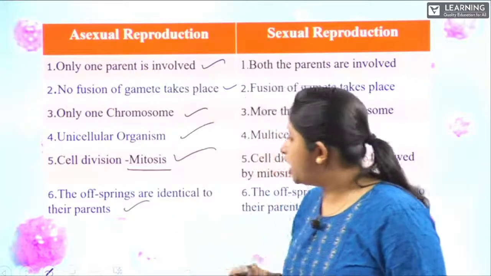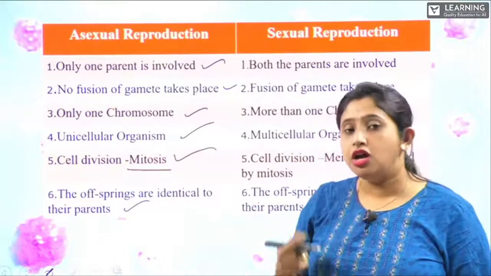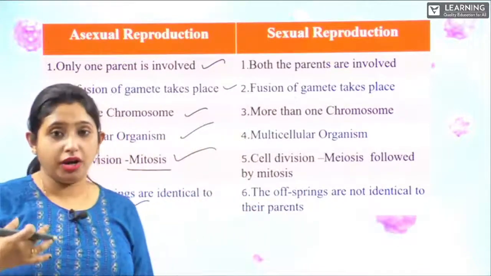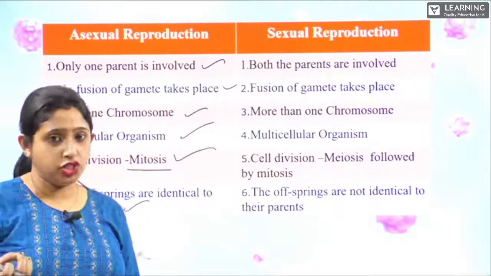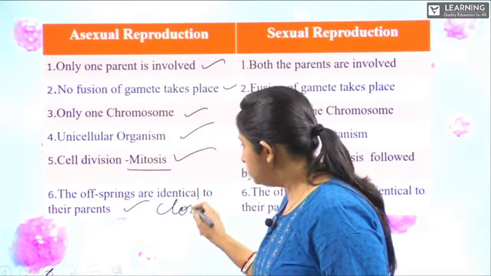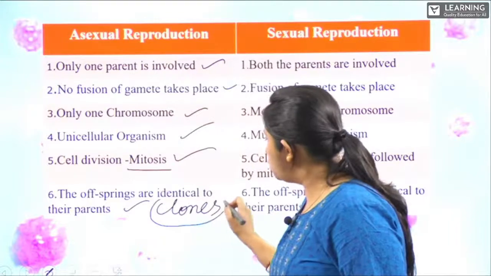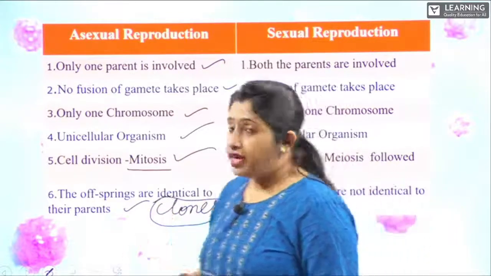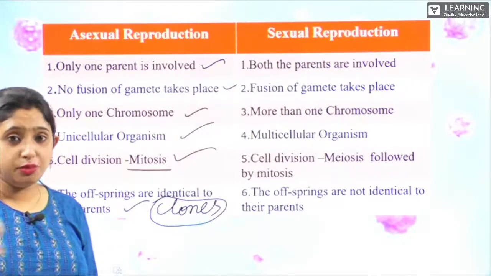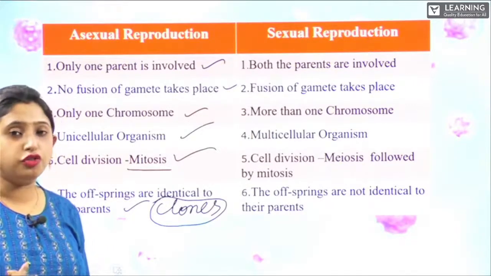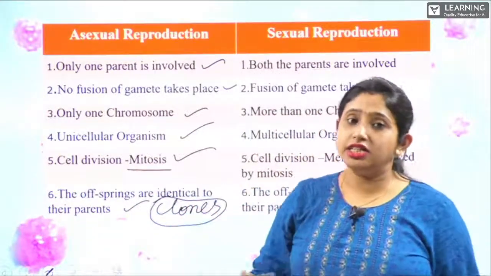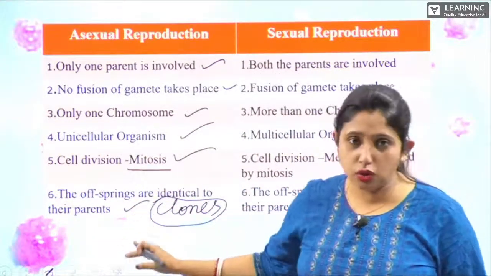And the offsprings are identical to their parents. That means in the case of the amoeba, they are exact copies of each other, right? So we can also call them clones, okay? They are the clones of each other, right? We do not look exactly like our parents. We are not exactly similar, but they are the copies of each other. So they are morphologically and genetically identical to their parents. So they are the clones, okay?